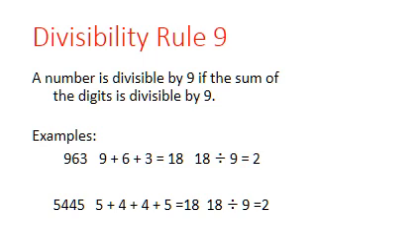The divisibility by 9 is the same as the divisibility by 3. You have to add all the digits in the number and check if the sum is divisible by 9. So in this case, I got 18, so the whole number is going to be divisible by 9. The same thing in this number. Okay, so the divisibility by 9 is the same approach as the divisibility by 3.